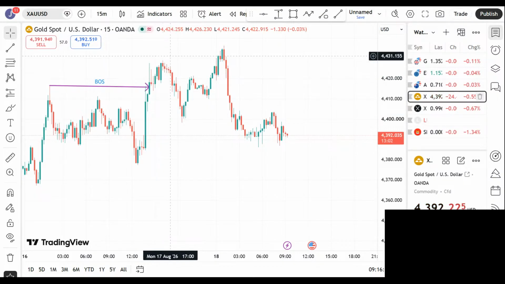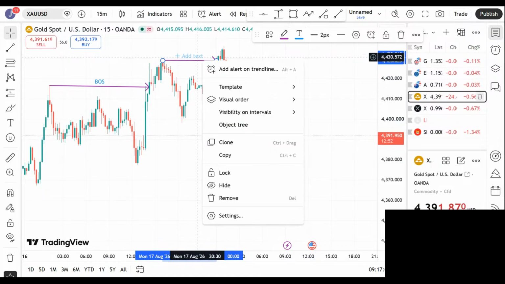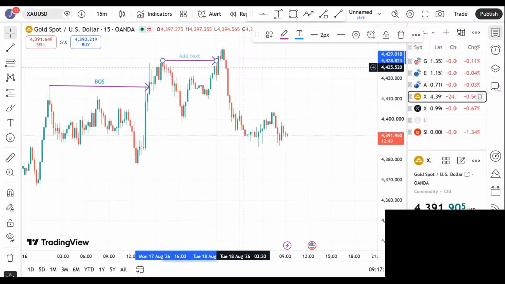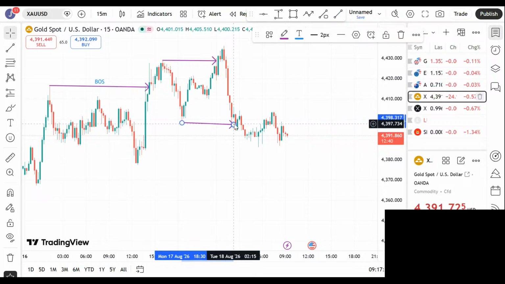There's a break of structure here which has been mitigated. So this break of structure over here has been mitigated. It has been tapped already. Then if we still observe, there's a change of character here, and there's a change of character here also.